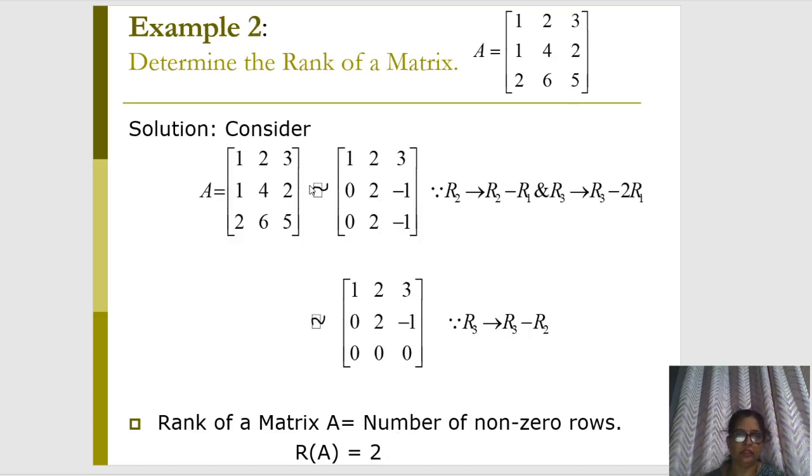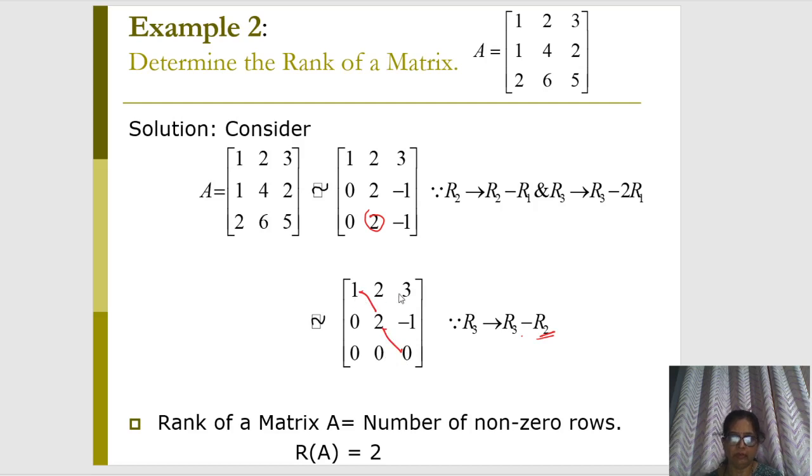We consider another example. Determine the rank of a matrix. Consider a matrix. Now here forming 0 in the first column by using R1, by using these operations. Here we form 0. Then again forming 0 in the second column. Therefore apply this operation, that means by using R2. And this is the upper triangular form.